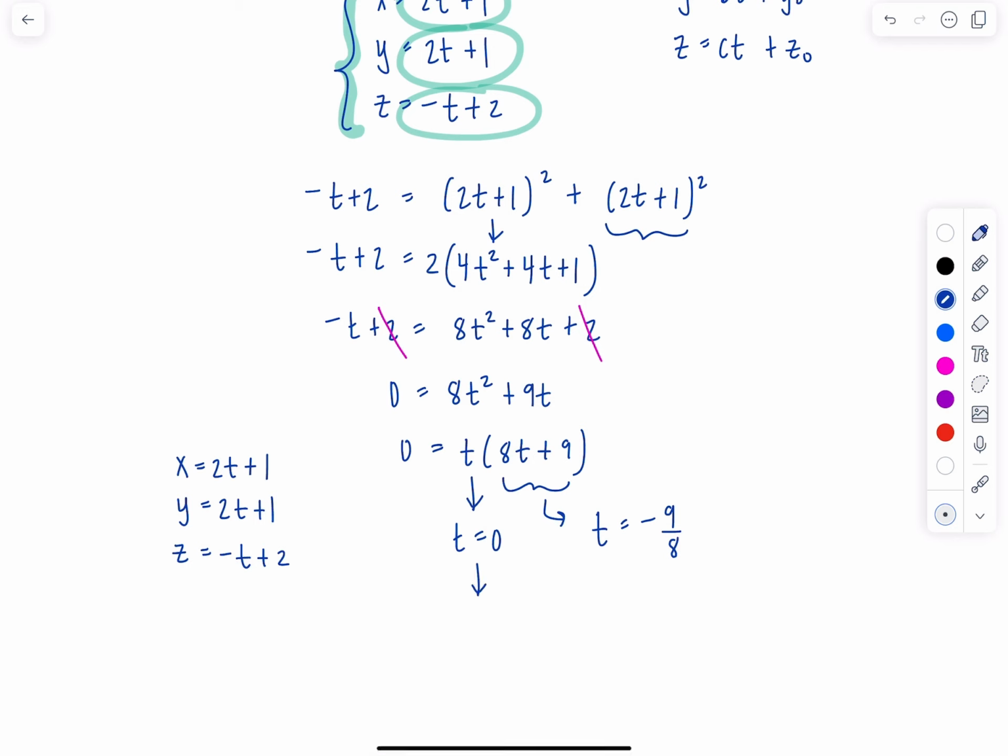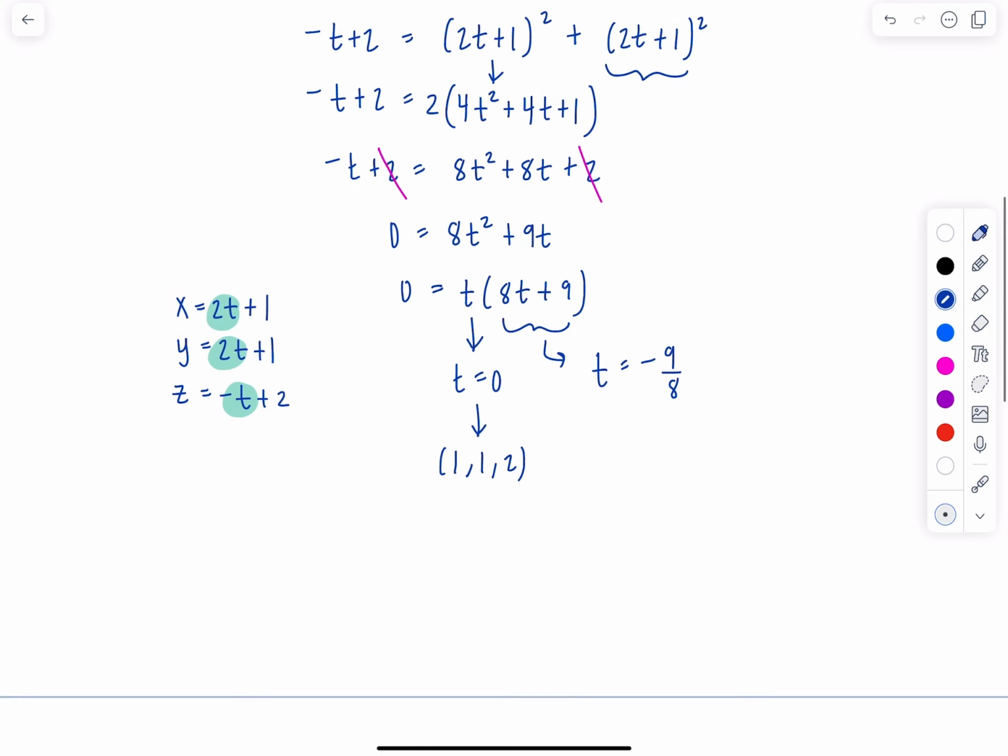Now t equals 0, that's no surprise to us. If I substitute in 0 for t, then I just get the (1, 1, 2) that I used to create the parametric equations of the normal line. So that's the original point that was given to us. But the second place where the normal line intersects the paraboloid occurs when t equals negative 9 over 8.